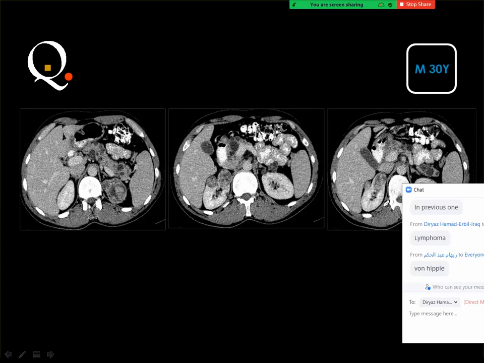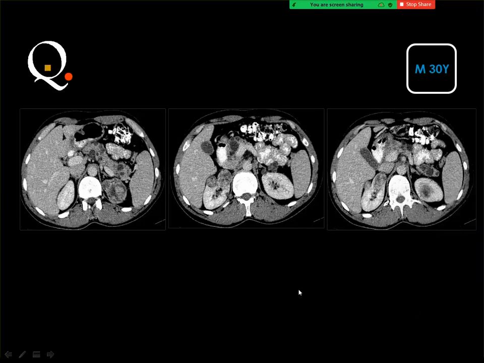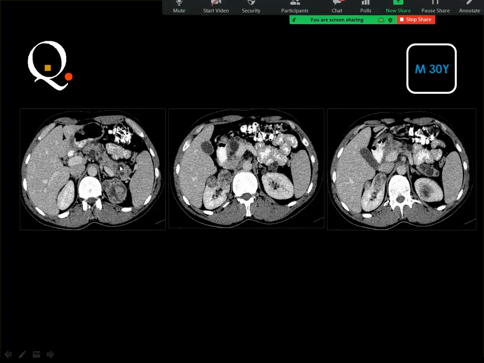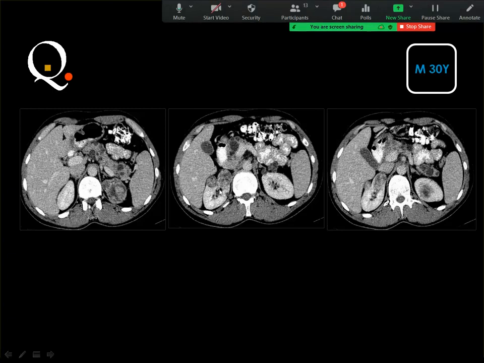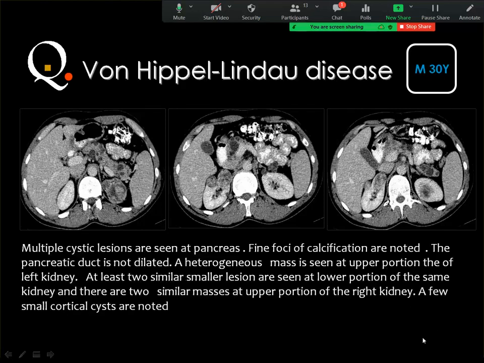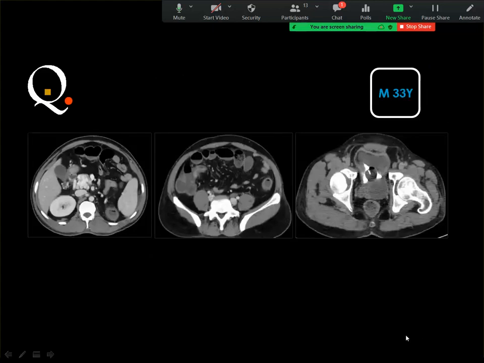Yes, Reham, this is von Hippel-Lindau syndrome. You get multiple pancreatic cysts, and you get bilateral renal masses representing renal cell carcinomas. And the combination of these findings drives your attention to the diagnosis of von Hippel-Lindau syndrome. Next case.